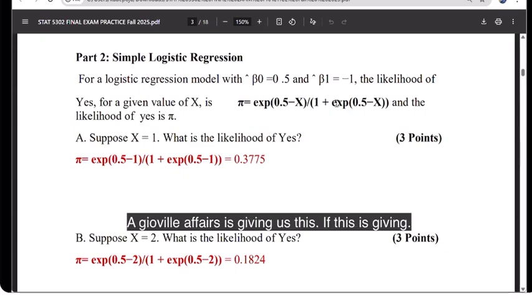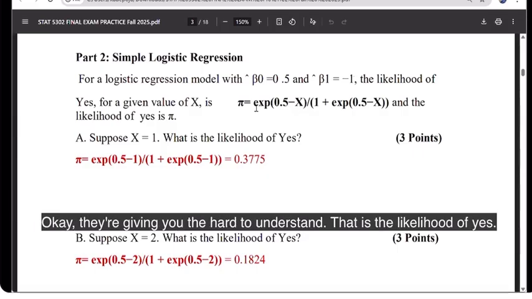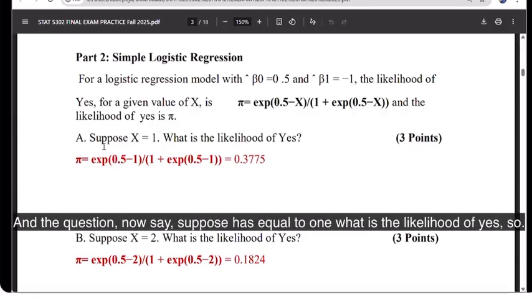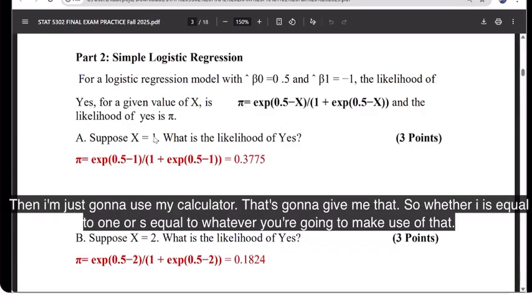If this is given, they already gave you this, which means they've helped you with how to plug all these values into the equation. They say that is the likelihood of yes. And the question now says, suppose s equals 1, what is the likelihood of yes? So wherever I see x, I'm going to plug in 1, then I'm just going to use my calculator.